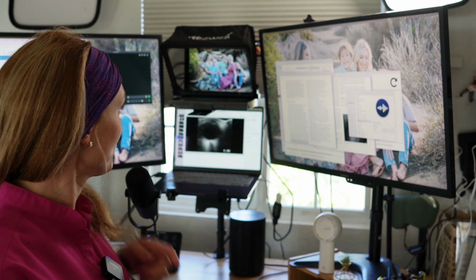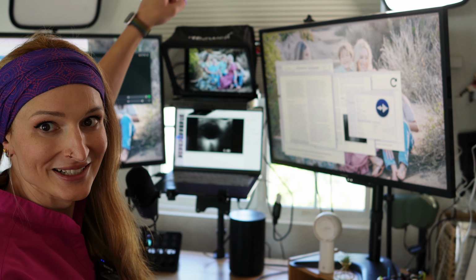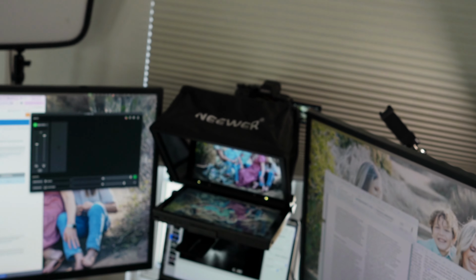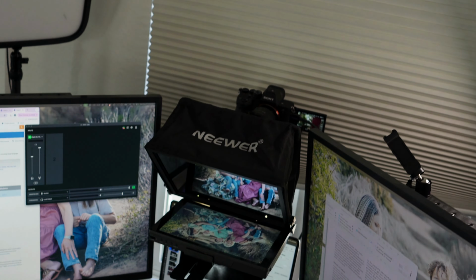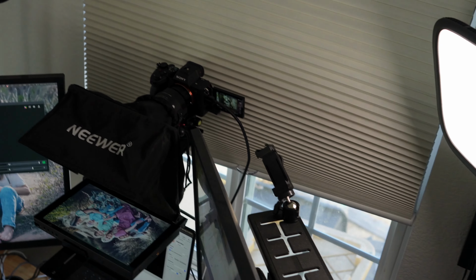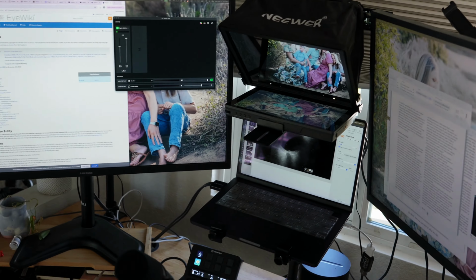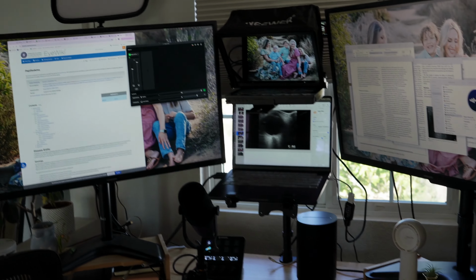This is the way that I use my teleprompter setup. You can see it right here. I have the camera in the back. I can actually show you right now what that looks like. So right there we have the camera back there, and I can definitely share how this is all set up.